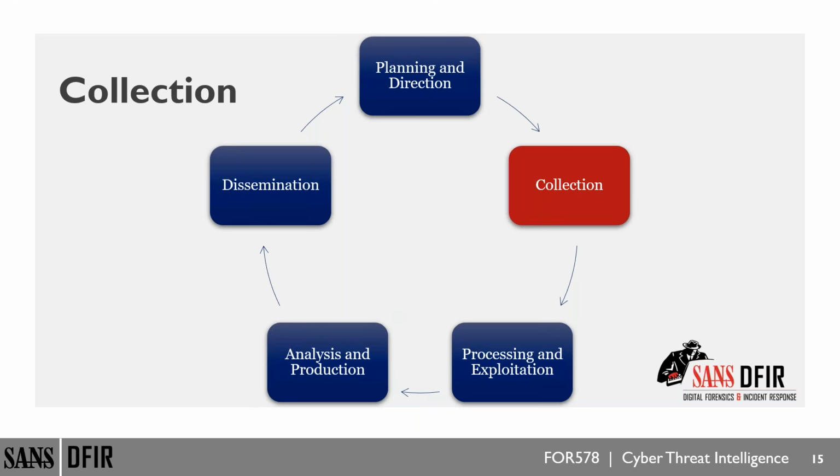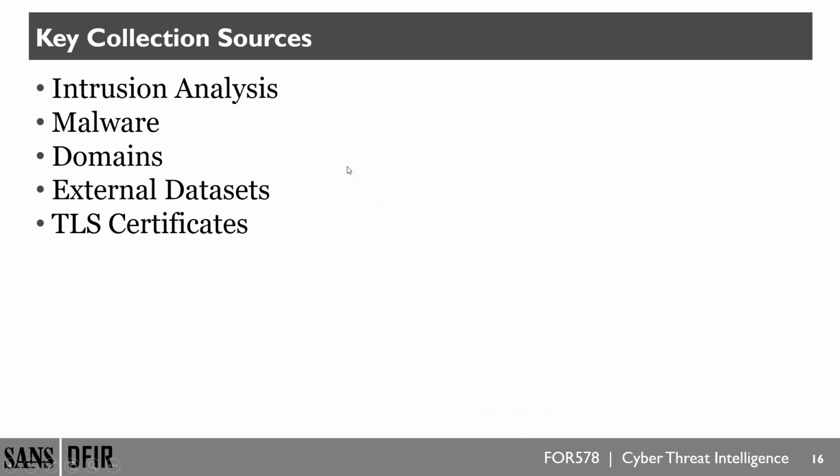Next up, collection. So we've planned out, we got a team set up, we got our threat model, we got some requirements, we got a collection management framework. We have to actually collect some information and data for us to analyze and produce this intelligence. A lot of different sources that we can use in trying to do CTI. A couple of those that we'll talk about today just briefly: intrusion analysis, malware, domains, lots of different external data sets, and TLS certificates is kind of a fun one. So we'll go through each of these briefly. They're not exhaustive. There are lots of ways and resources that you can use to get a CTI, but here are a few key ones.